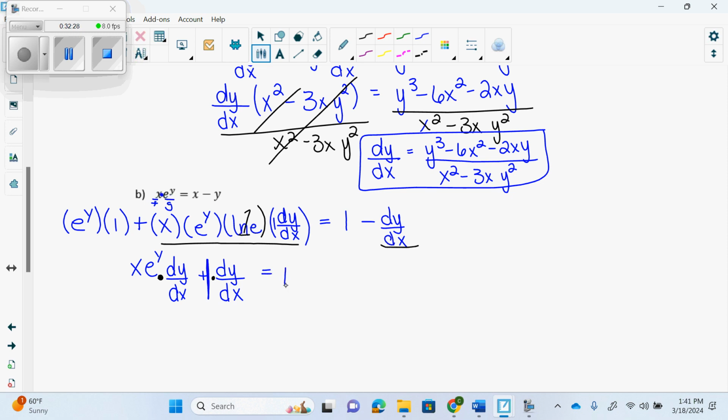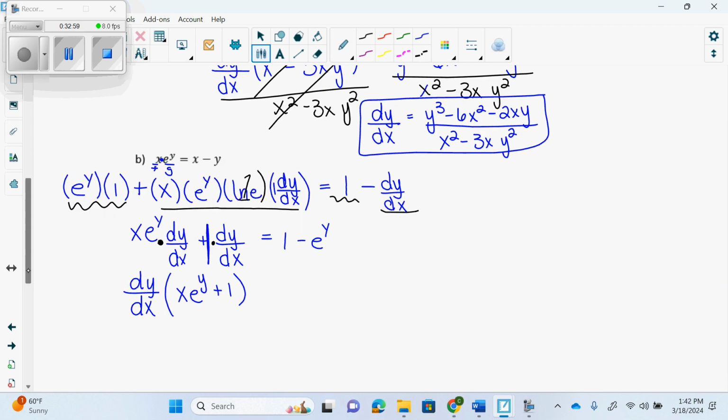This 1 stays. And then I'm going to subtract the e to the y over. So now I have my two terms that have the dy dx on one side, and then the e to the y and a 1 on that side. Now I can take a dy over dx out, and I'm left with x e to the y plus 1, which a lot of people will tell me it's just x e to the y and drop the 1 off. Remember, when you GCF out of two terms, you better still be left with two terms in your brackets. That's the key thing, because if I distribute it back, I should get back what I had. So I get 1 minus e to the y, and then I'm going to divide by x e to the y plus 1.